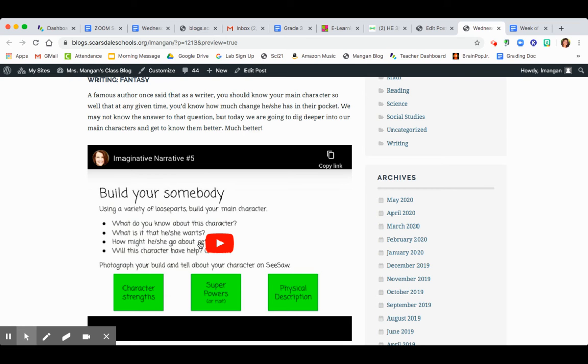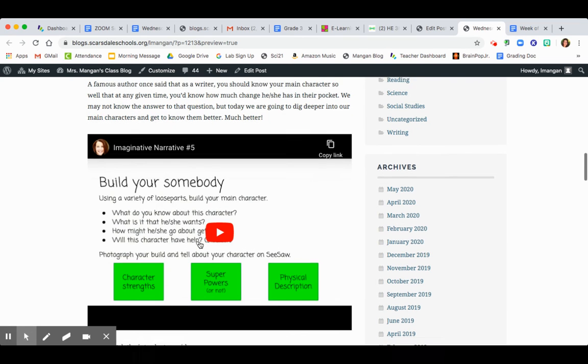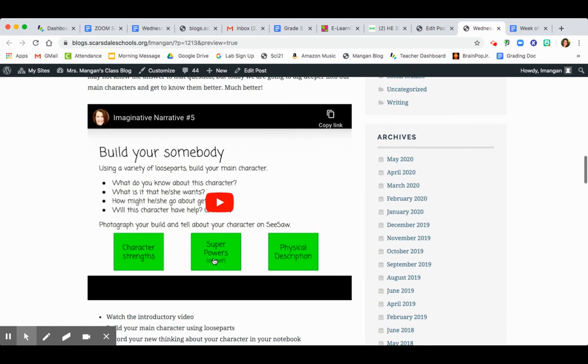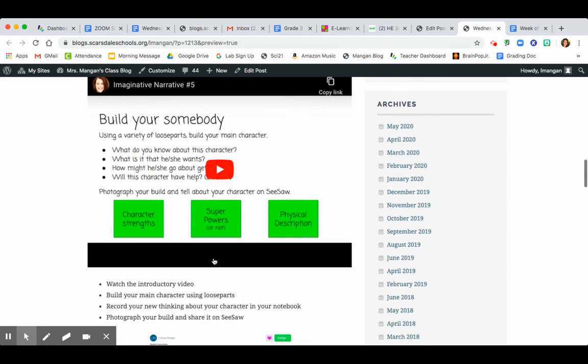We did that in class together. You guys are going to do this together at home using loose parts and listen to Miss Boyer's introductory lesson, and she'll kind of explain more to you about what that looks like, but start gathering some things in your house and what you might want to use to create your main character.